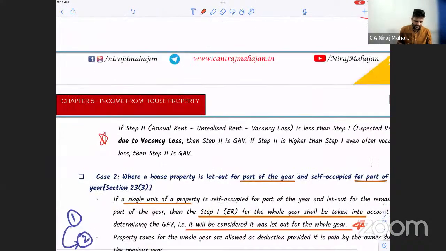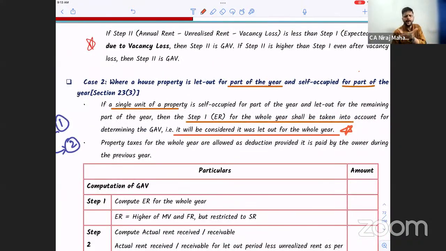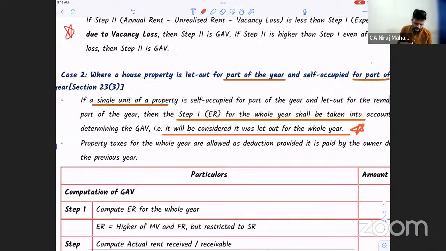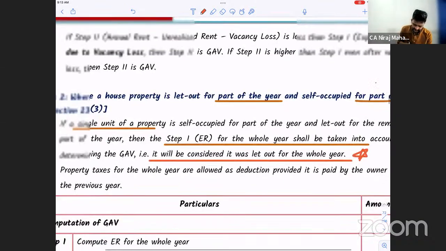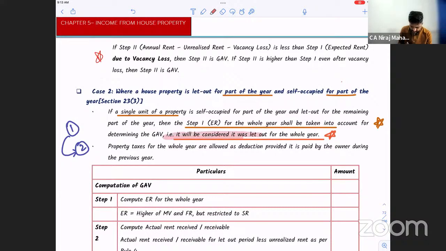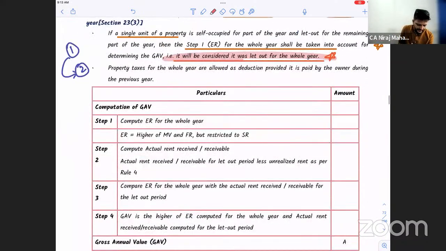But case number 2, what does it say? For some part of the year the property was SOP, and for some part of the year the property was let out. Look at these wordings, I'll again highlight: it will be considered as if it was let out for the entire year. Therefore, municipal taxes will also be allowed for the entire year. Property taxes for the whole year will be allowed as deduction. The remaining condition is always there, provided it is paid by the owner during the year.